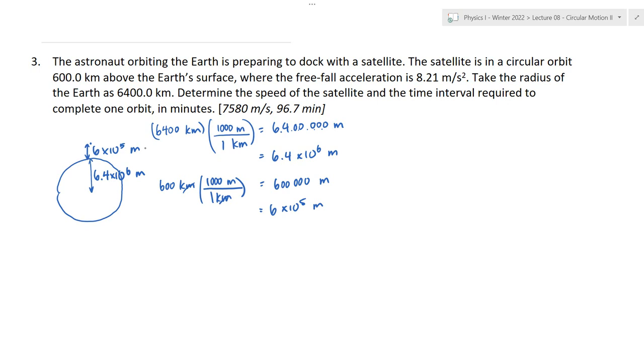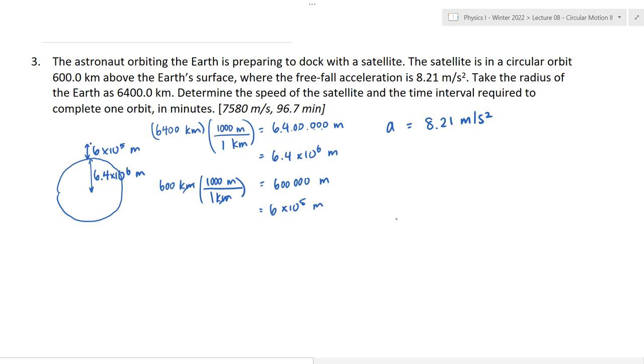All right, so it tells us that the free fall acceleration is 8.21 meters per second squared. Now what we need to do is think about what type of acceleration that is. We've talked about different types, so it's either a tangential acceleration or a radial acceleration. So what is that when they're talking about free fall acceleration? Think about the acceleration due to gravity, which is what they're referring to, but we're at a higher altitude now. We're in orbit, 600 kilometers above the Earth. So that acceleration is not 9.81 anymore, it's 8.21 because we're far away from the surface of the Earth.